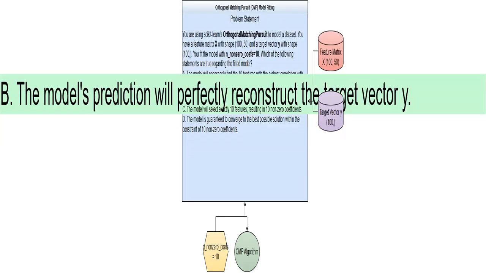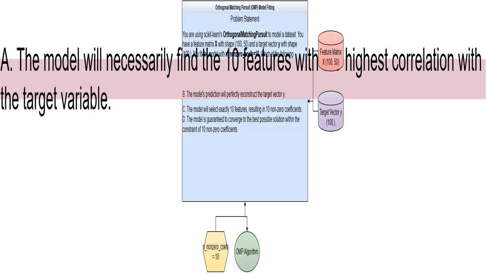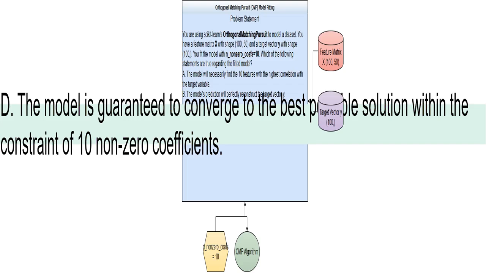This is true. The _n_non_zero_cofs parameter tells OMP to select only 10 features. That's how this works. This is false. OMP provides an approximation. It tries its best to get close, but perfectly reconstructing the target isn't guaranteed. This is wrong. OMP is greedy. It might find a good solution quickly, but it does not guarantee to find the absolute best possible solution.